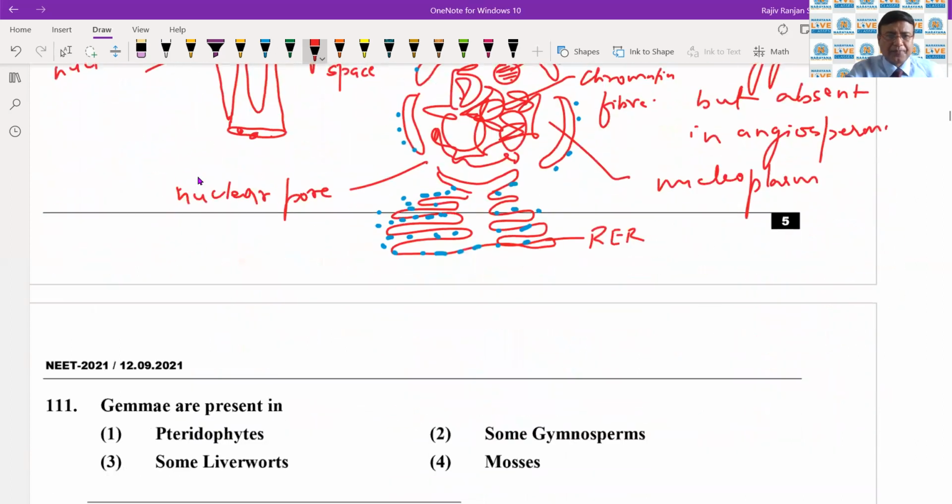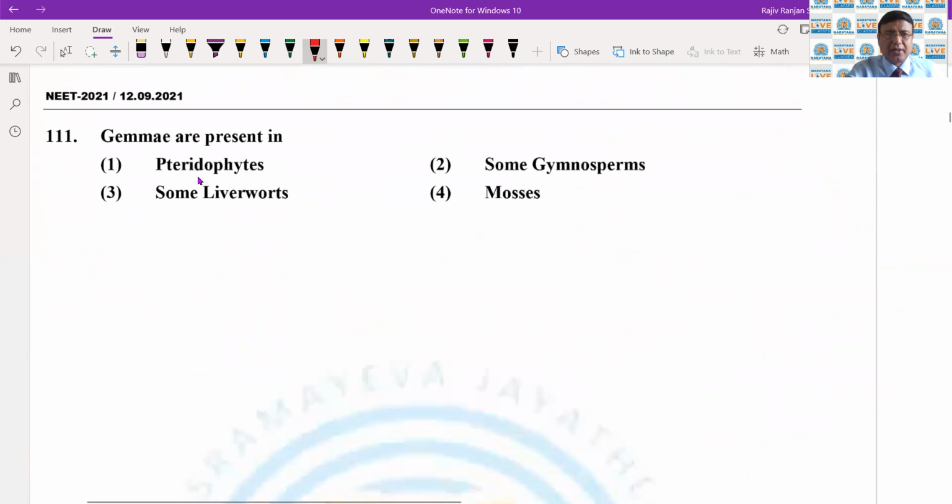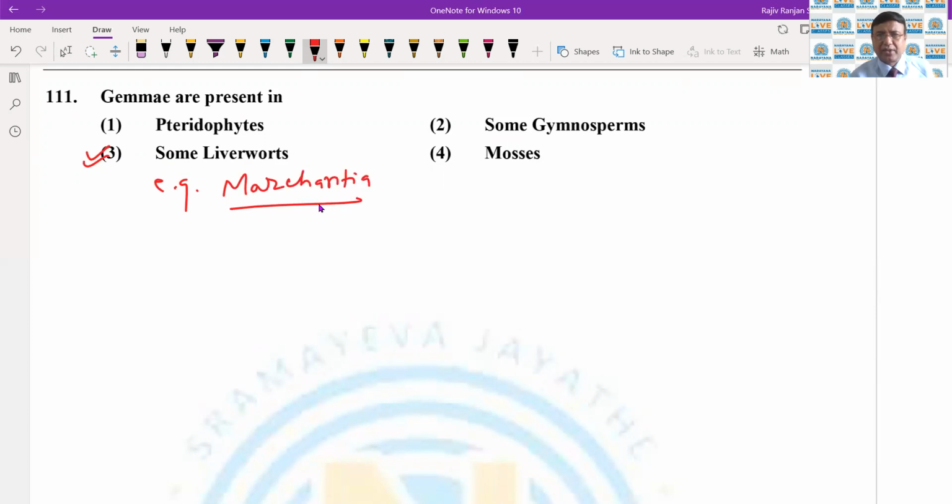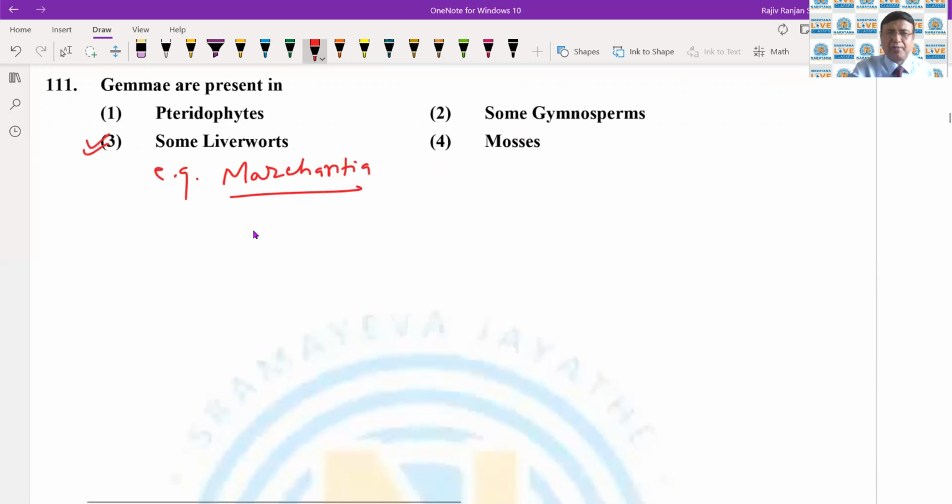Let's now see question number 111. Gemmae are present in pteridophytes, some gymnosperms, some liverworts, and some mosses. So the correct option is some liverworts. Example given, Marchantia. Marchantia is a liverwort, a bryophyte. Mosses are also bryophytes, but they don't have the gemmae.